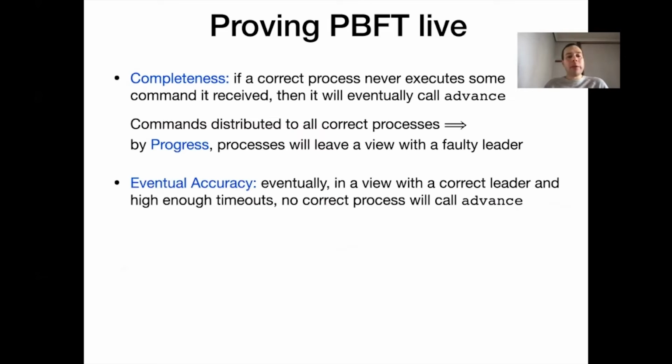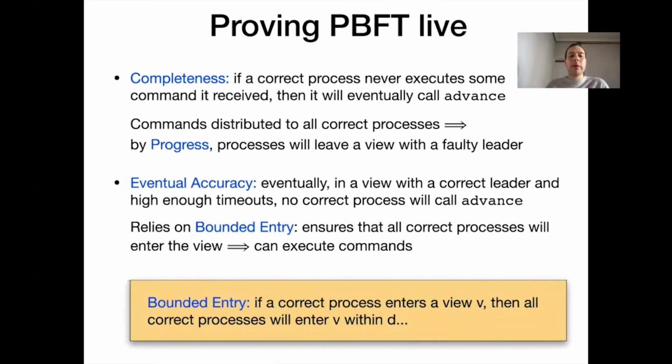The next property is analogous to the eventual accuracy property of failure detectors. It says that eventually, in a view with a correct leader and high enough timeouts, no correct process will call advance. Here, all this mechanism with timeouts also plays a role, but the synchronizer also has to do its part. In particular, the proof of this property relies on the bounded entry property of the synchronizer.